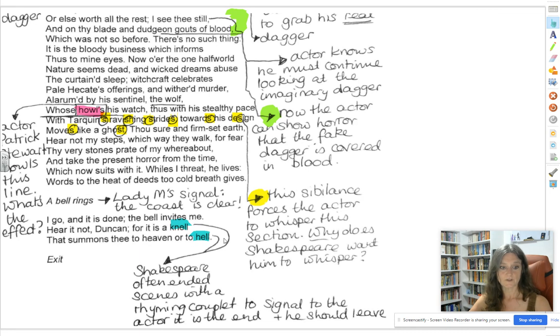That's a good word to finish on, isn't it? Hell. Okay. And he thinks there's a chance that's where Duncan might be going. Don't hear the bell, Duncan, because the ring of that bell means you could be off to hell in a minute. Okay. So that is hopefully helping you to see how very cleverly Shakespeare embeds these implicit stage directions right into the text to help his Jacobean actors.